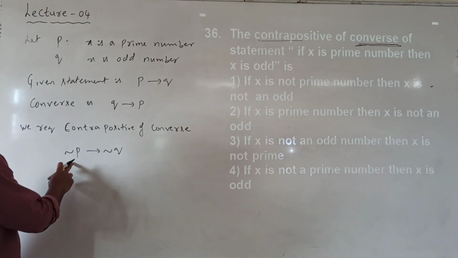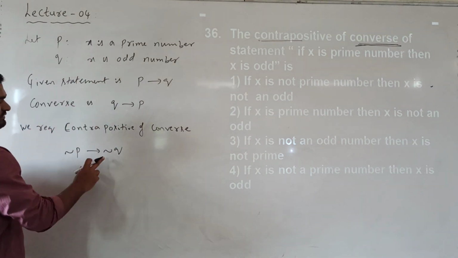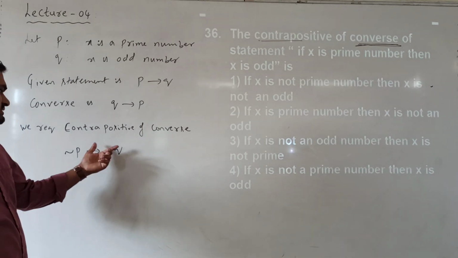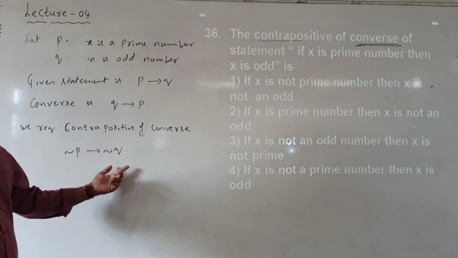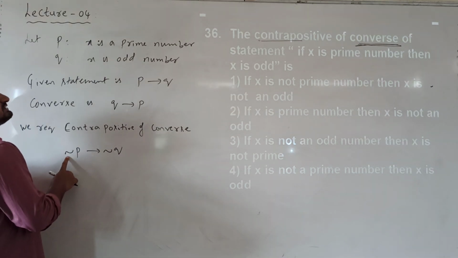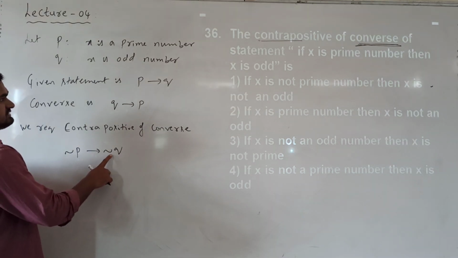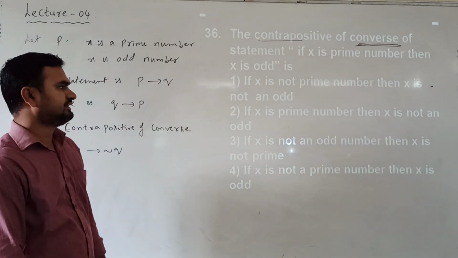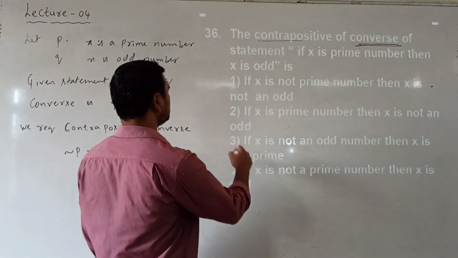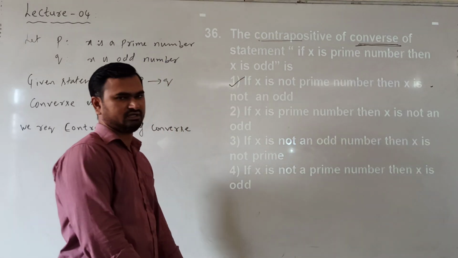Now what is negation P? X is not a prime number. Negation Q is x is not an odd number. So for these two we have to write the implication: if x is not a prime number, then x is not an odd number. So the first option will be correct.